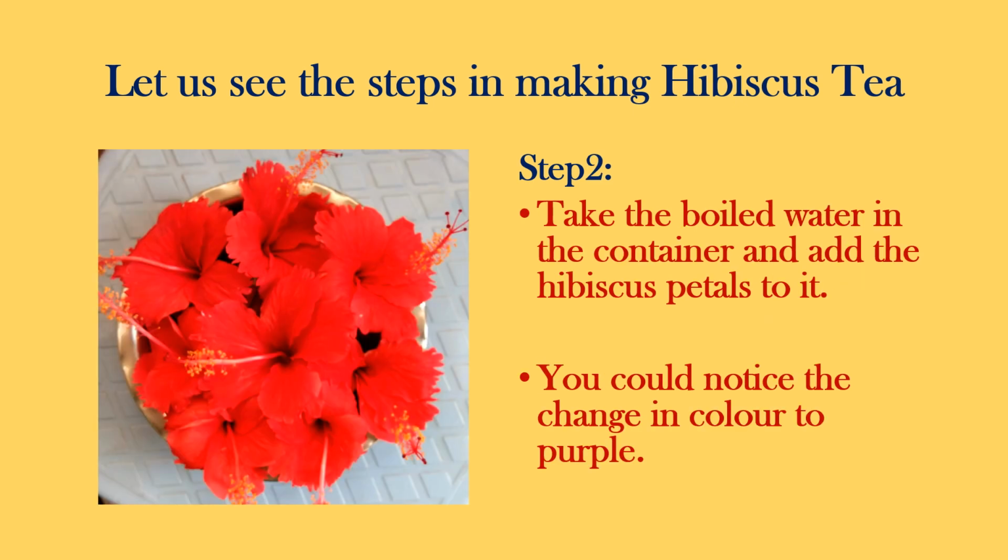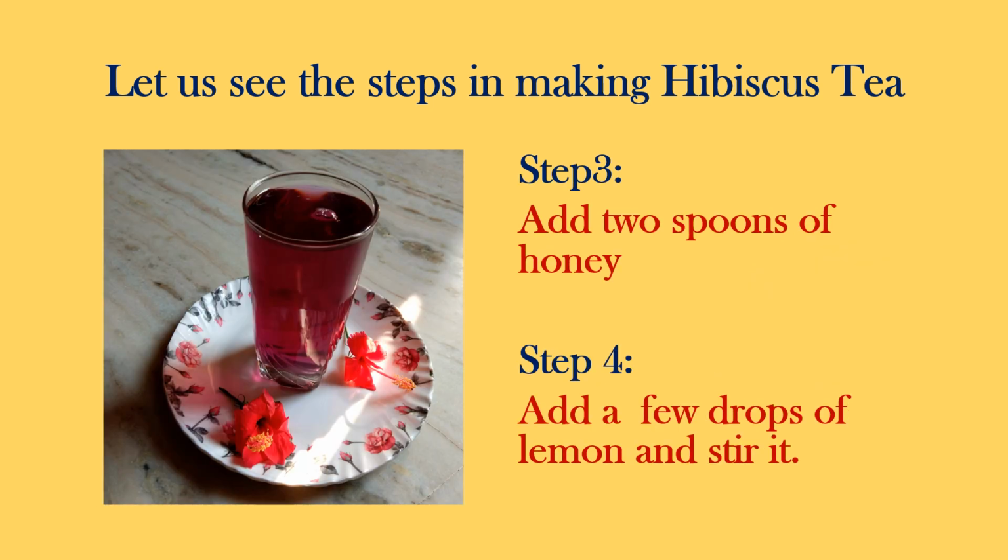Step 2, take the boiled water in the container and add the hibiscus petals to it. You could notice the change in color to purple. Next, in step 3, add 2 spoons of honey. And in step 4, add a few drops of lemon and stir it.